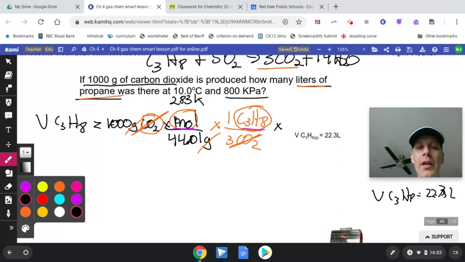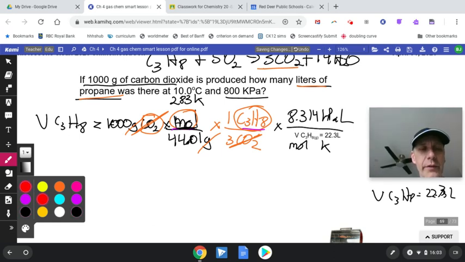Okay. So R, which way do I write R? What am I looking for on top? What am I looking for on the bottom? I've got moles on top and I need to cancel it out. So moles Kelvin on the bottom. I'm looking for liters. So 8.314 kilopascal liters on the top. Let's see if that works for us.